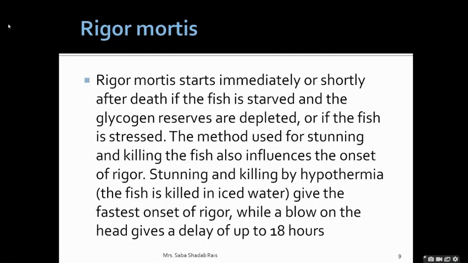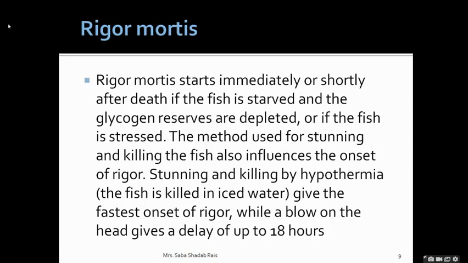Now what stress is there? Many challenges are there. The fish is out of water, so there are breathing challenges, feeling of suffocation, and many other issues. So the method used for stunning and killing the fish influences the onset of rigor mortis. Now this is a characteristic phase of postmortem changes in which the fish first loses its flexibility, and temporarily it will become very stiff.